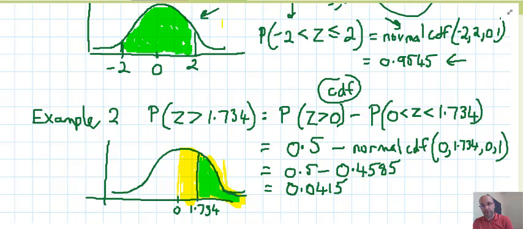The next video will look at when mu doesn't equal 0 and sigma doesn't equal 1, so other types of normal distributions that aren't standard normal.